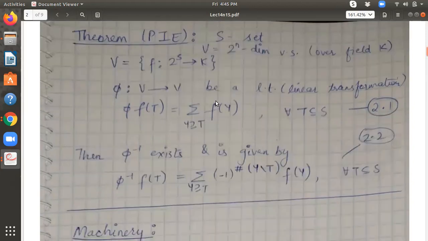So you compare the two equations now. Phi inverse of f of T is the summation which runs over the Y's which contain T, summing over f of Y, but now with alternating sign, and this alternating sign is recorded in the cardinality of the difference set. This is the set difference, Y minus T, and we take the cardinality of that set.